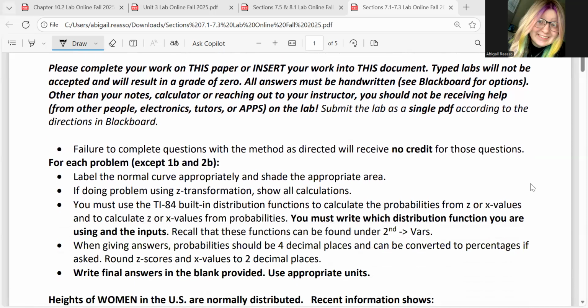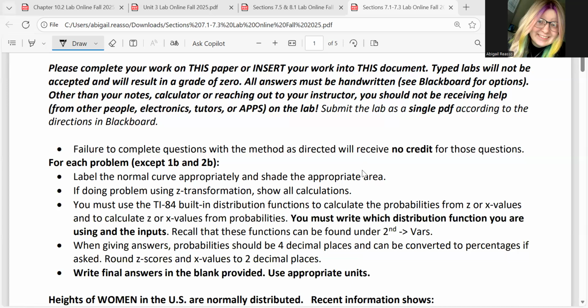Failure to complete the questions with the method as directed will receive no credit for those questions, so keep that in mind. We want to make sure that you are utilizing your calculator for this lab. There is a whole document in Blackboard that shows good and bad examples of how to complete this lab fully. Be sure to double check that, and we're going to walk through some of that as well here.